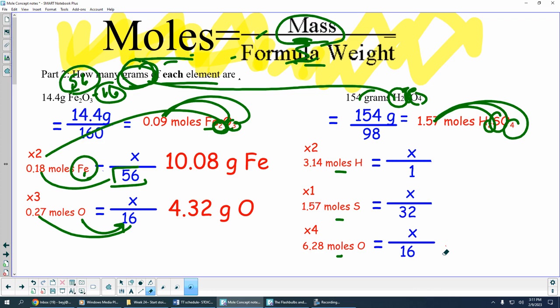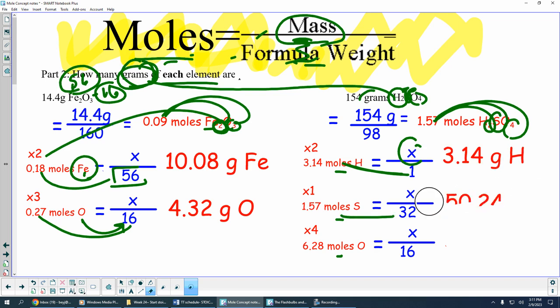And then the way that we solve for X is I'm going to multiply 3.14 times 1, which gets me 3.14 grams of hydrogen. 1.57 times 32 gets me 50.24 grams of sulfur. And then 6.28 times 16 is going to get me 100.48 grams of oxygen.